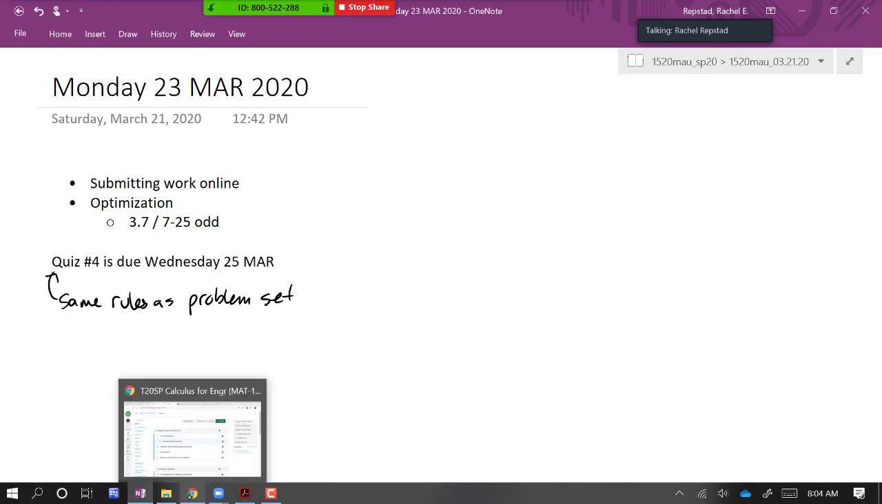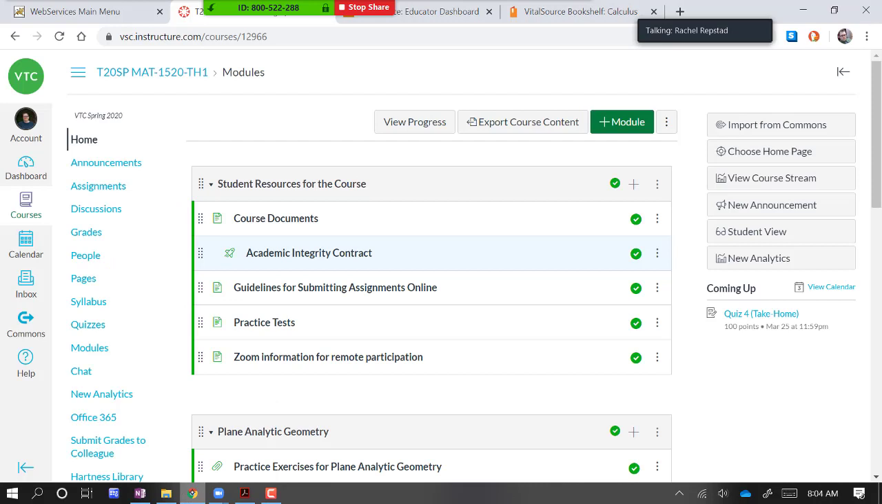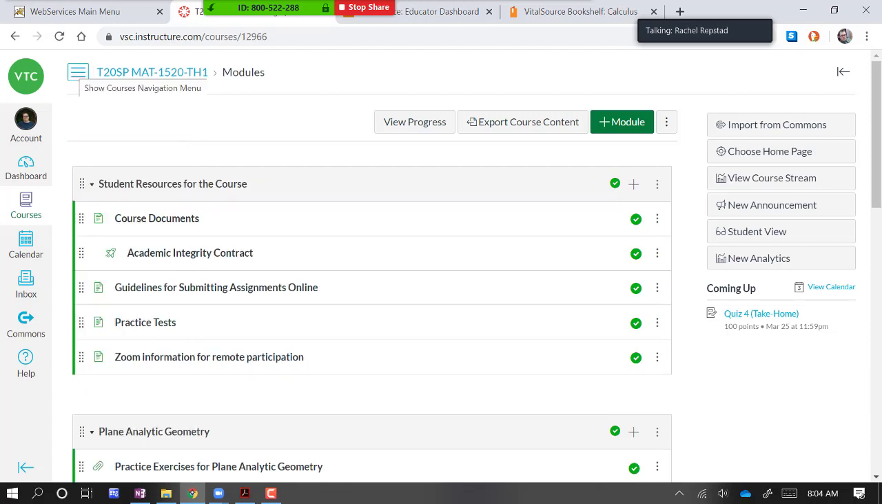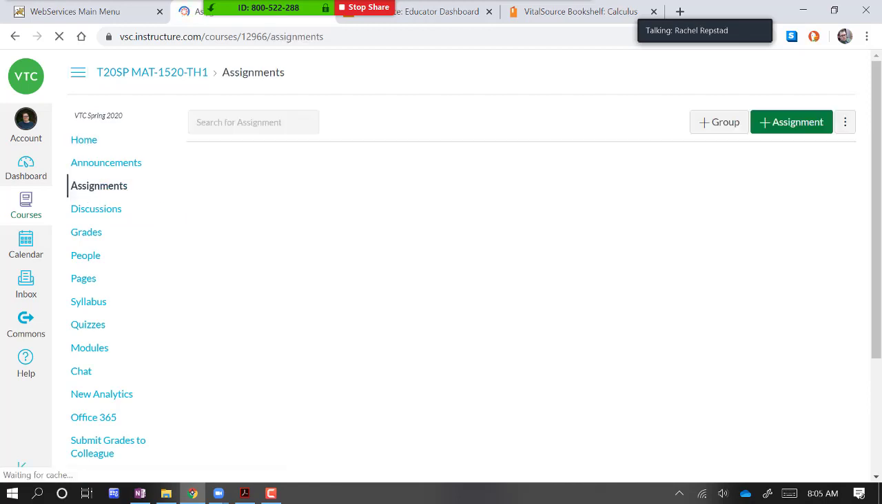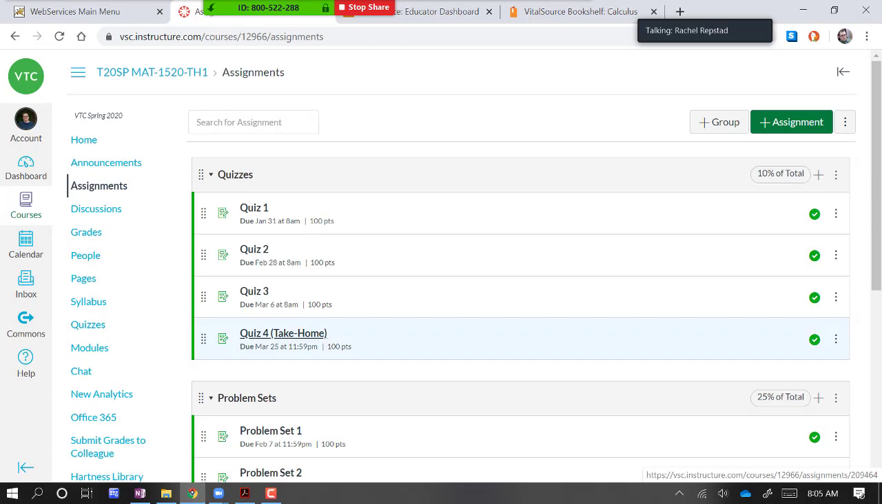So you can find that if you go to Canvas, over here on the left side, on this menu on the left side. If you don't see that menu, by the way, just click on what I call the hamburger at the top left, next to where the name of the course is, and it'll open that up, and you click on assignments. And then there's quiz 4, which is a take-home.